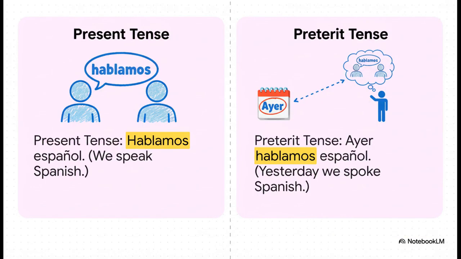Okay, now for a little heads up. Let's look at the nosotros form, the we form. This is the one kind of tricky part. See how hablamos is the same for both the present tense, we speak, and the past tense, we spoke? So, how in the world does anyone know which one you mean? Well, it's all about context. You use little time words like ayer, which means yesterday. And that's the signal, that's the clue that you're talking about the past.